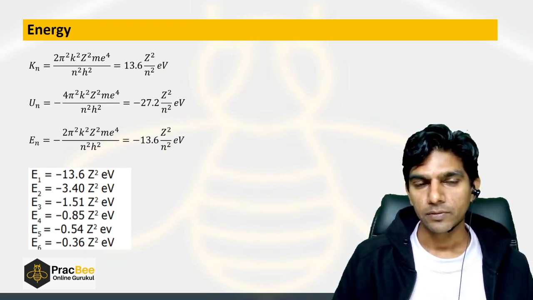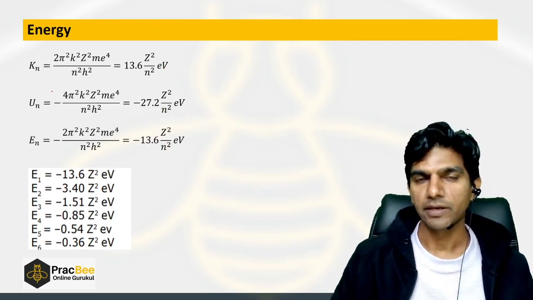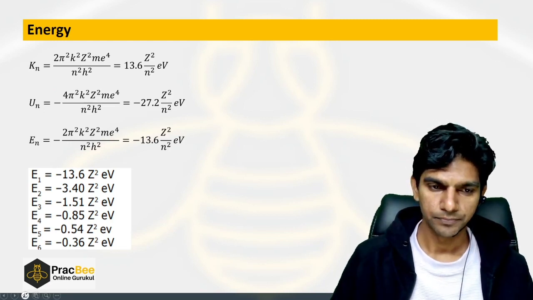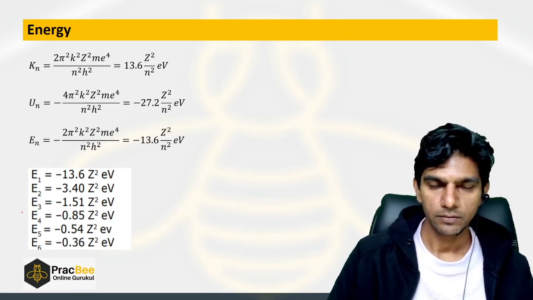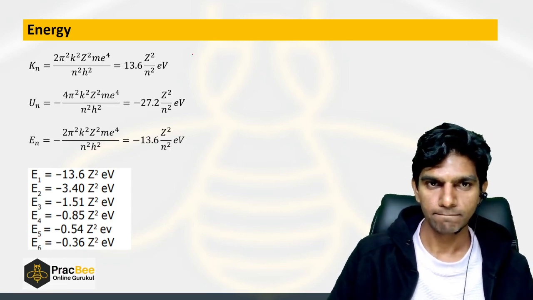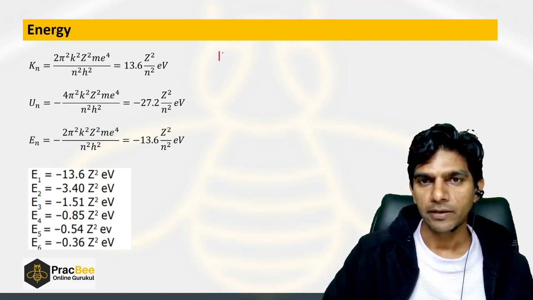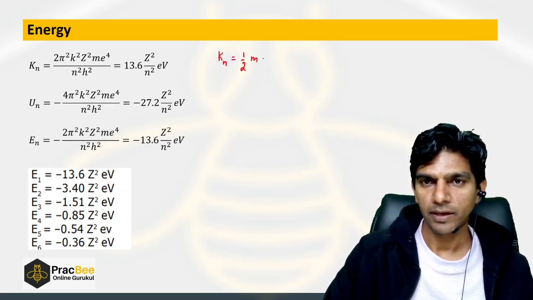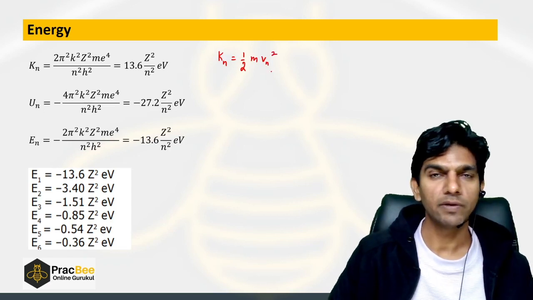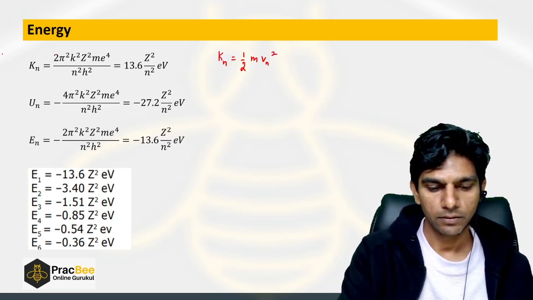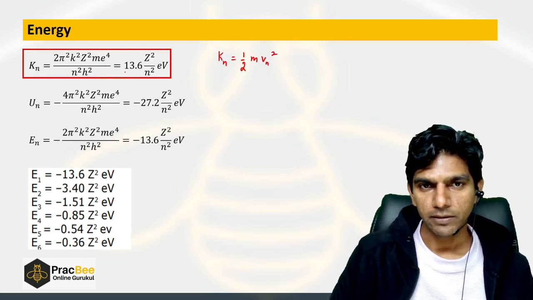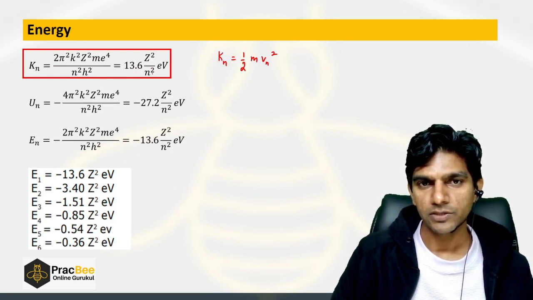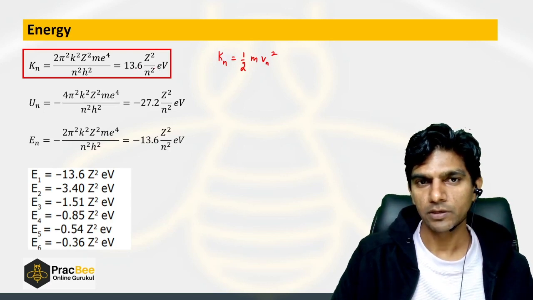Now let us derive the kinetic energy, potential energy, and the total or mechanical energy. I need the formula for speed. Kinetic energy is half m Vn square. If we substitute the value of Vn and plug in the values for known quantities, we will get 13.6 Z square by n square in electron volt.